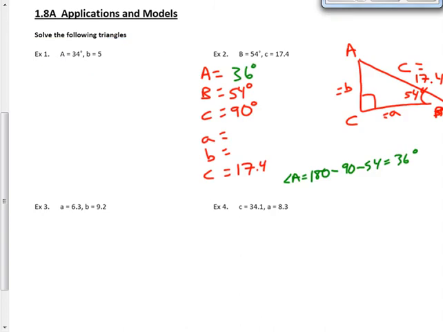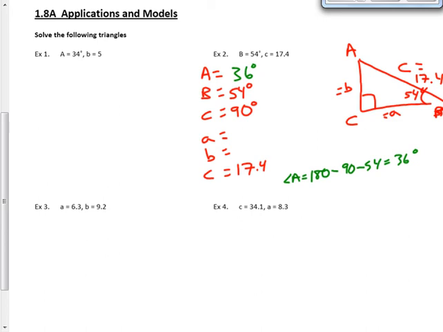Okay, so here's example 2 with all the information plugged in that they gave me in red, and then the information that I can easily find by knowing that inside the triangle it's 180 degrees, subtracting the right angle, and then subtracting the angle that they gave me. I get that A is actually equal to 36 degrees. Now I have C is equal to 17.4.